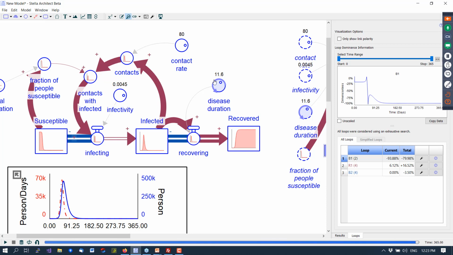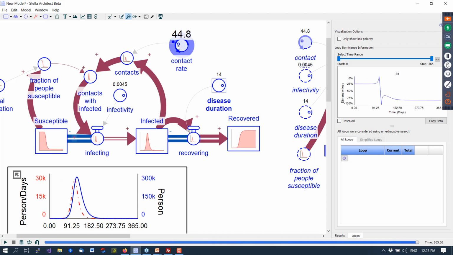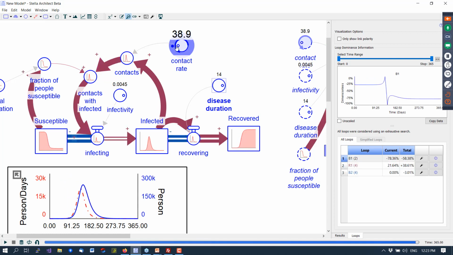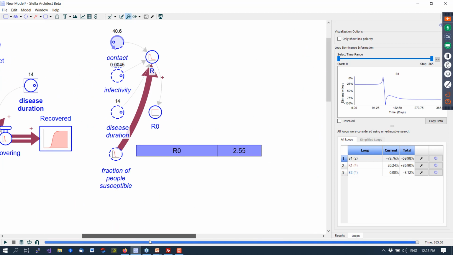For a disease, when there's recovery, depending on how long the disease duration is, you do not necessarily get this complete movement. And we can see with a smaller contact rate of, say, cutting it in half to 40, we get an R naught of 2.55 instead of 5 the way it is set up right now. And of course, R itself goes down from there towards 0.